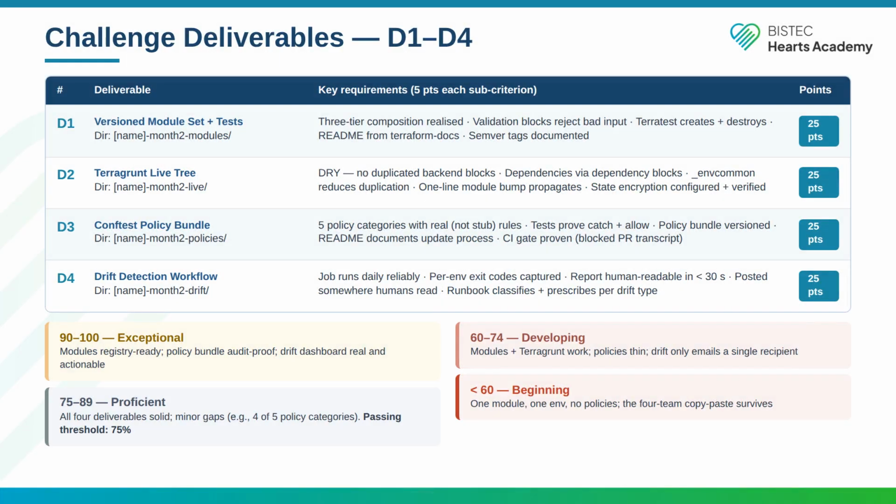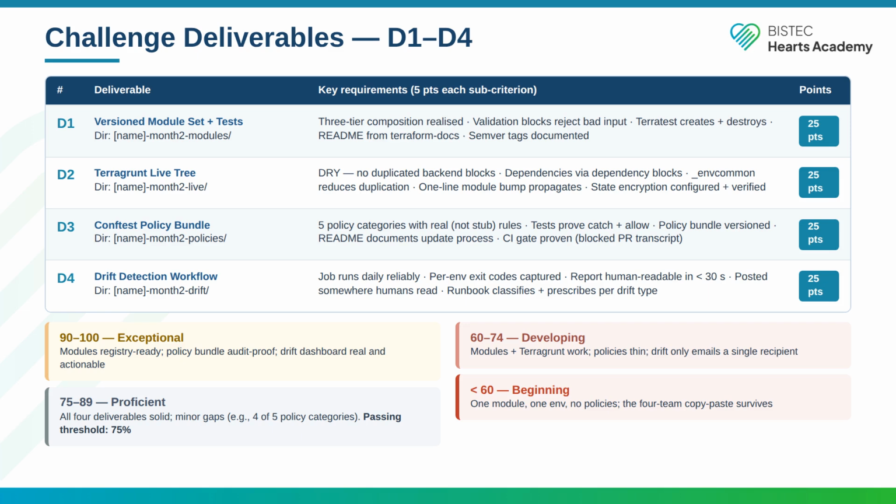4 deliverables at 25 points each. Deliverable 1 is the versioned module set. 3-tier composition realized in practice. Input validation blocks that reject realistic bad inputs at plan time. At least 1 Terratest integration test that creates and destroys the module, a README auto-generated by terraform-docs rather than handwritten, and semver tagging documented in a CONTRIBUTING.md file.